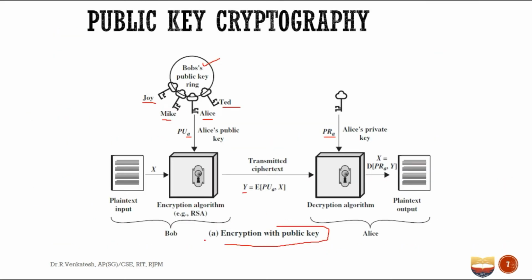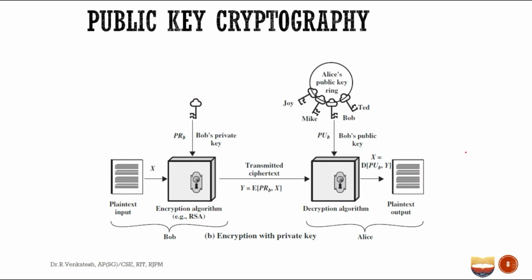So this is the example of encryption with public key. Now this is another example, encryption with private key. The same procedure, but here the encryption algorithm takes two inputs: one is the plaintext and the other is a key. Note that PR means private and B means Bob. For encryption, we are going to use Bob's private key. Using Bob's private key, we encrypt the plaintext data and get the ciphertext.